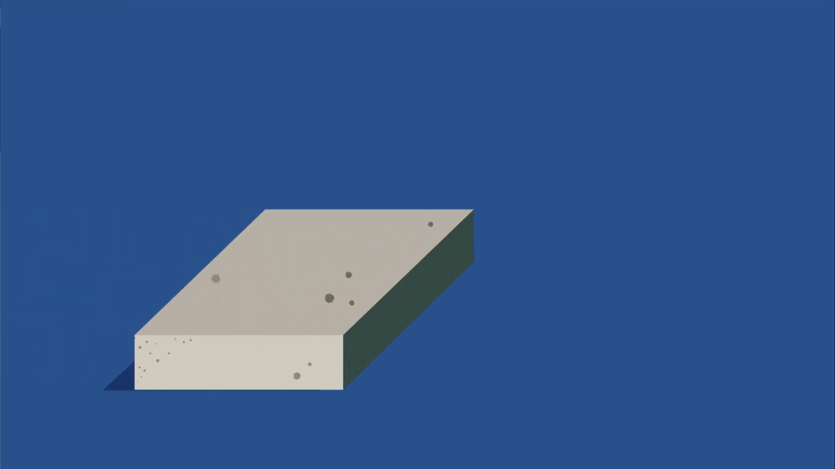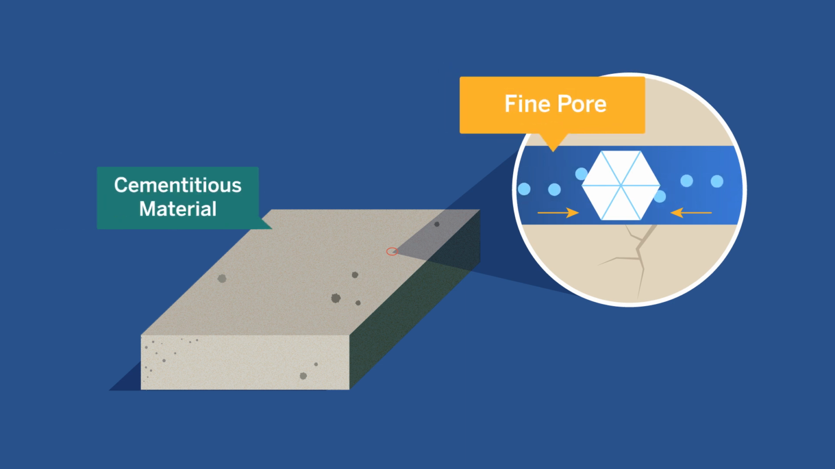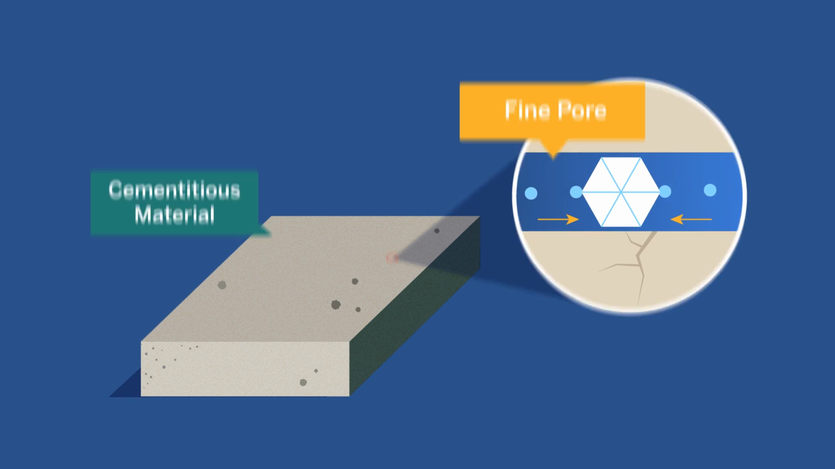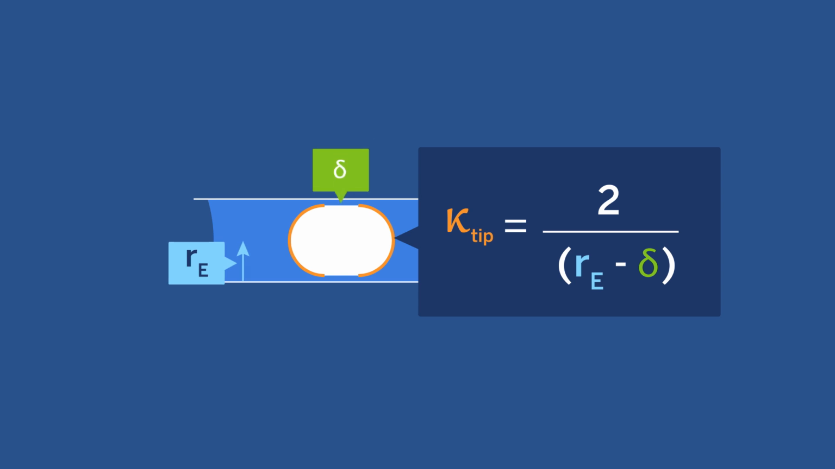High supersaturations and salt damage may also be reached in materials with finer pores, such as cementitious materials. For this, we consider cylindrical pores containing crystals with hemispherical tips. The curvature of their tips is kappa tip equals 2 over (Re minus delta), where Re is the pore entry radius and delta is the thickness of the liquid film between the crystal and the pore wall.